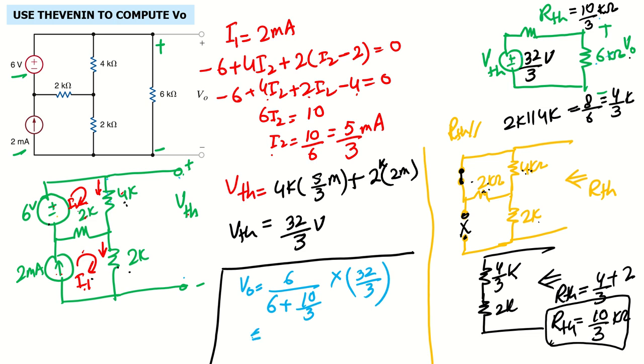If we simplify this, we can get our desired output voltage. What will be that value? We know that 10 over 3 is 3.3, plus 6, multiplied by 6. That comes out to be 48 over 7, or 6.85 volt. So this is the output voltage. This is how we can analyze a simple circuit using the Thevenin theorem. Thank you so much.